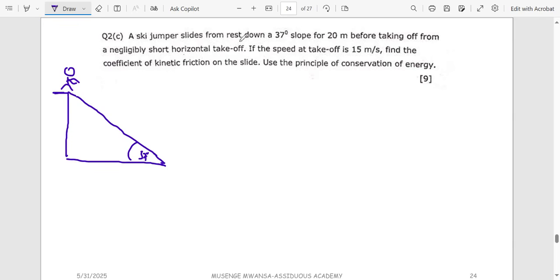But remember, a sky jumper slides from rest, meaning at the maximum point here, the initial velocity is zero. And then by the time this guy is reaching this point, he is now having a velocity of 15 meters per second. And then he will slide down like that. What is the height of the place from which he came? We don't know that yet, isn't it?